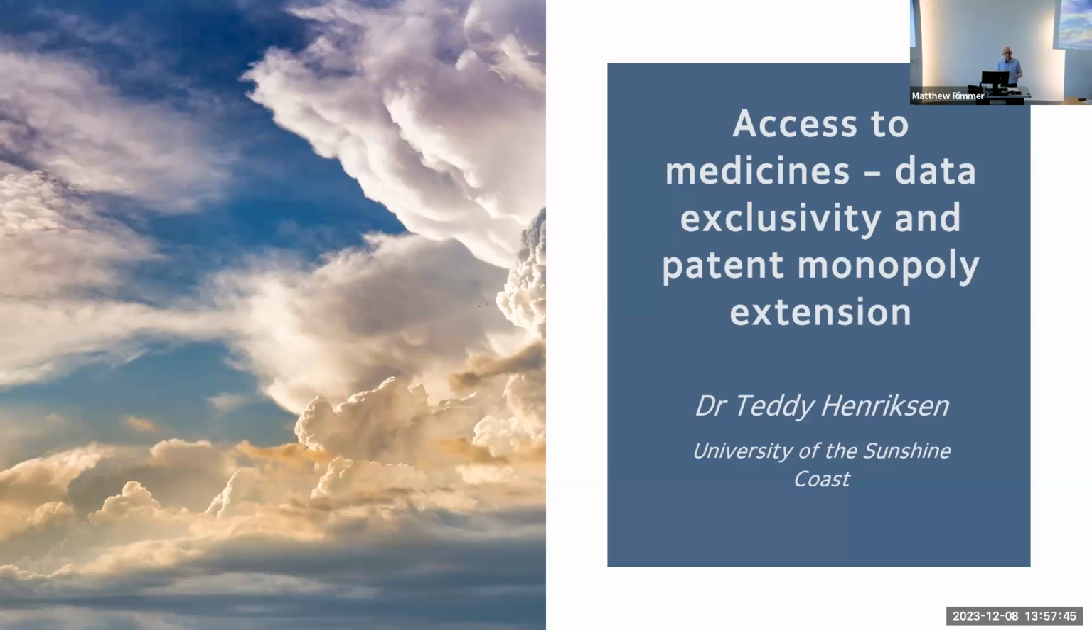I'd like to think about, when we get to the end, a mechanism whereby we can make these two monopoly periods expire together so that we don't have one extending beyond the other, and try to make that a practical solution. So today I'm just going to talk about data exclusivity, patents, and then how to try and harmonise those two expiries if we can.